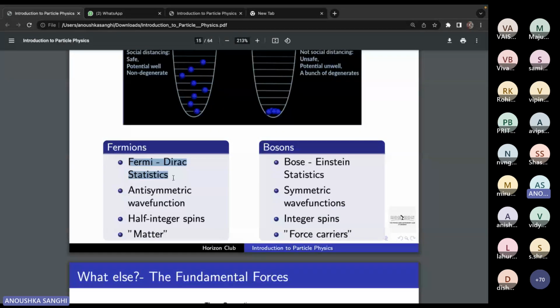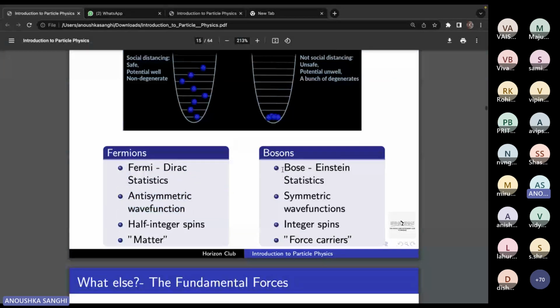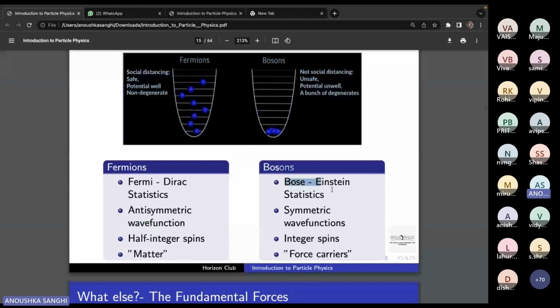And also there is one more thing called the anti-symmetric wave function. I'll be explaining both anti-symmetric and symmetric. So first, if I come again to Bose-Einstein statistics, these are obeyed by particles called bosons, which have integer spins like 0, 1, 2, 3, 4. And just like I explained earlier, these are the force carriers.